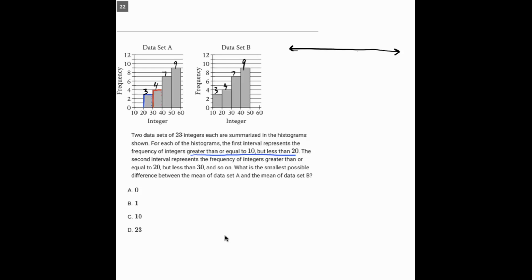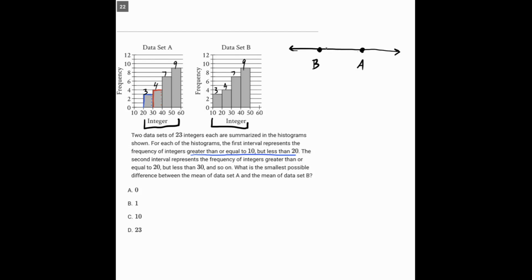And so if we want the smallest difference between set A and set B, then that means that we're going to want to maximize the number that's on the left and minimize the number that's on the right. Let's look at their ranges. A starts at 20 and goes to 60. B starts at 10 and goes to 50. So B is the smaller one. A is the bigger one.